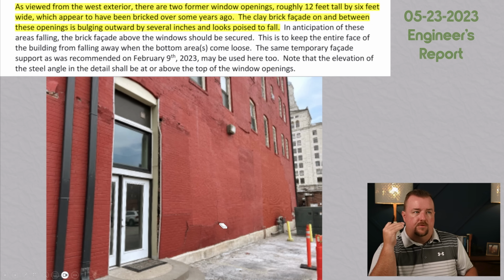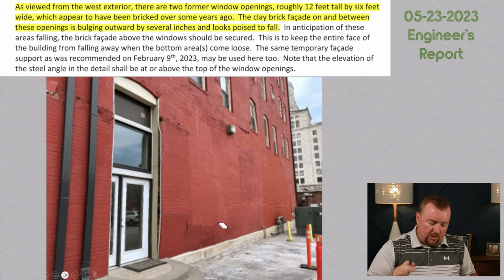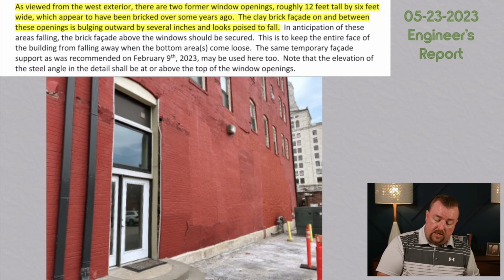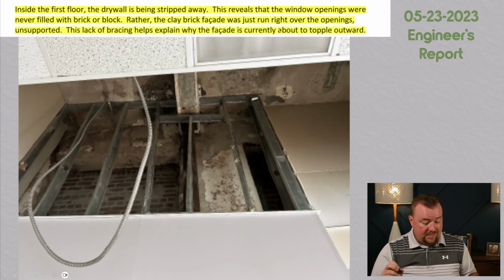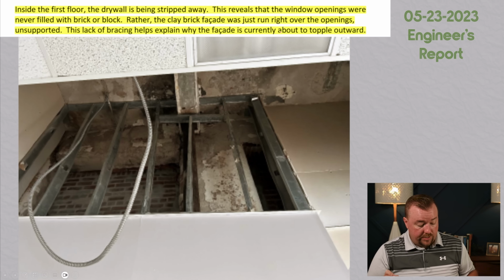But they found what they felt was an easy solution or an easy explanation for the problem. But follow my logic. So he says this. He says, the clay brick facade on and between these openings is bulging outward by several inches and looks poised to fall. He goes on to say, inside the first floor, the drywall is being stripped away. This reveals that the window openings were never filled with brick or block. Rather, the clay brick facade was just run right over the openings unsupported. This lack of bracing helps explain why the facade is currently about to topple outward.